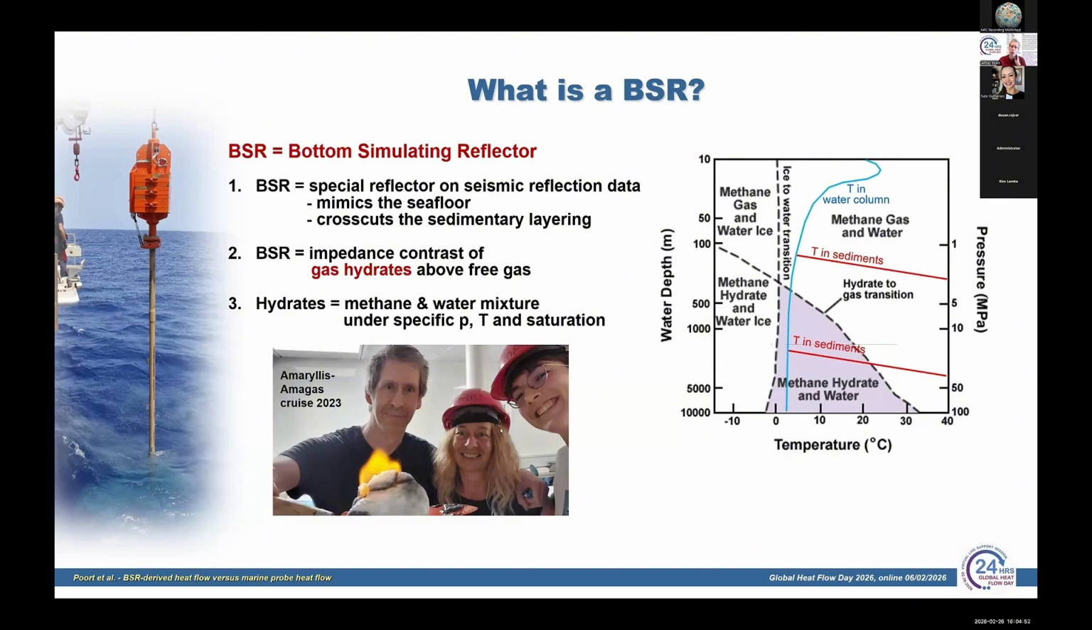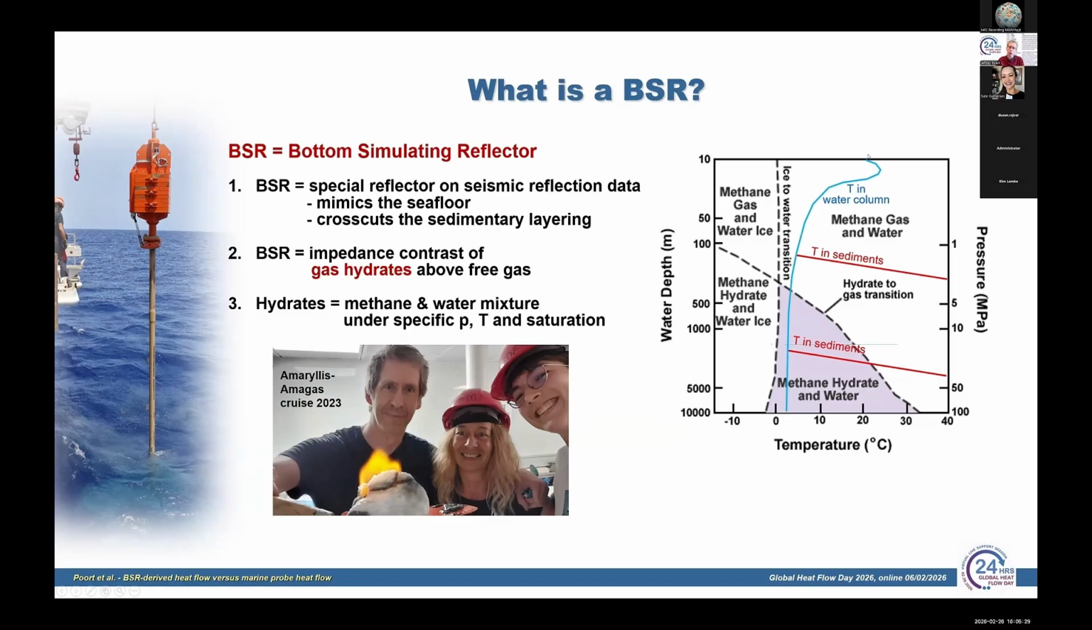So here on the right, I put the phase diagram of a mixture of methane gas and water. And you can see that for temperatures in the sea, so in the water column and in the sediments, we can be either in methane gas and water, or in an area where the gas will be gas and the water will be transformed into hydrates, into gas hydrates. There may be some exceptions, but in most cases, we don't come into any area of water ice.